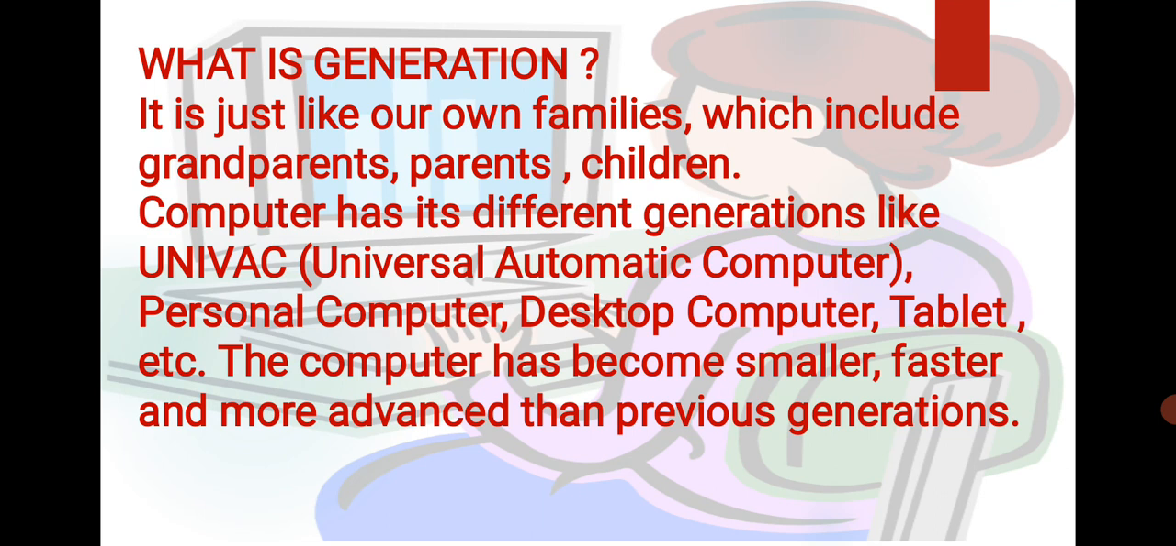First of all, we will discuss what is generation. It is just like our own families, which include grandparents, parents, children. Computer has its different generations like UNIVAC, Universal Automatic Computer, personal computer, desktop computer, tablet, etc. The computer has become smaller, faster, and more advanced than previous generations.